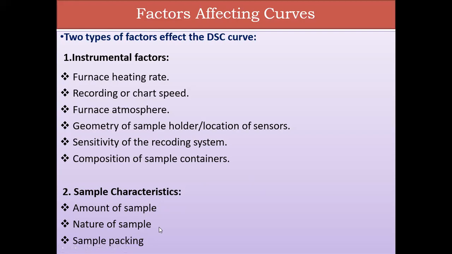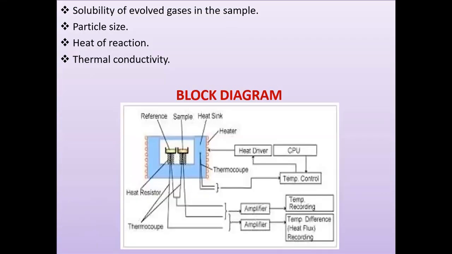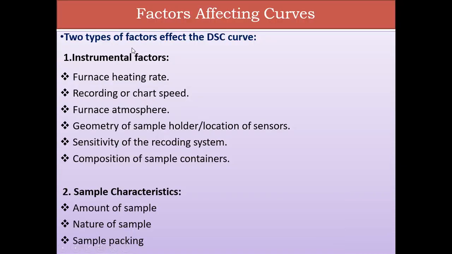And the nature of the sample, how your sample nature is, and how your sample is packed. We have seen open type, pin type, hermetically sealed. So those are different types of packing, and sample packing is also very important. And solubility of evolved gas in the sample. If you are preparing a sample and any gases have evolved, that is also considered. And particle size of your sample is also very important, and heat of reaction and thermal conductivity. These are some of the factors that influence our curve.